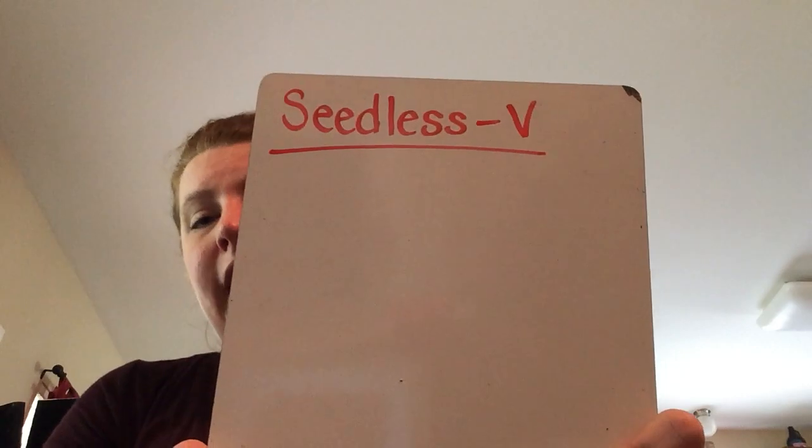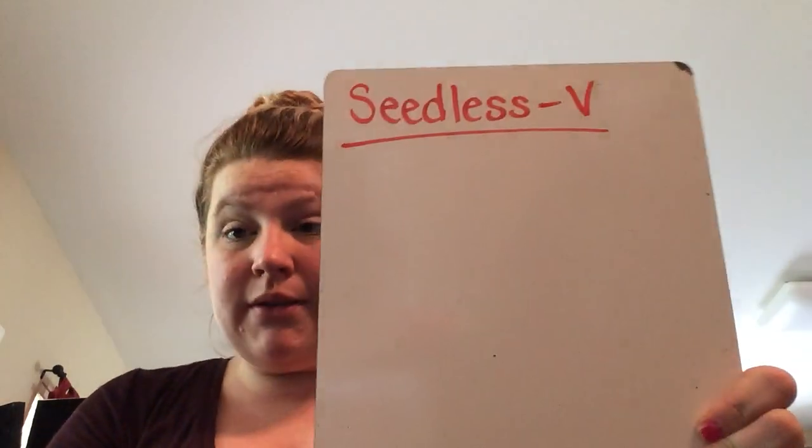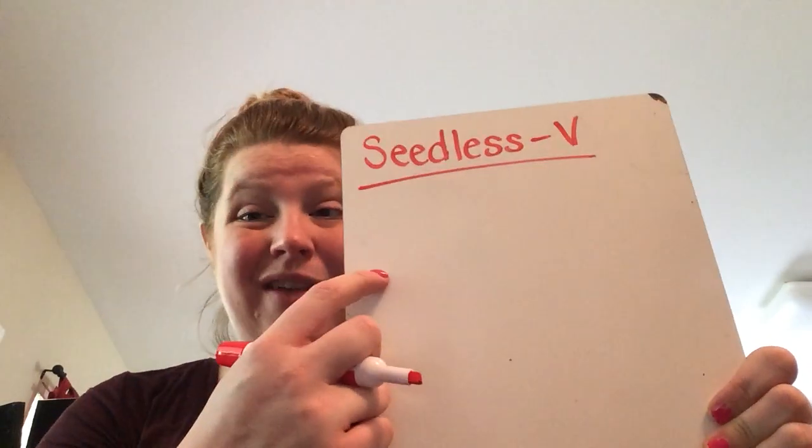All right, moving on. Get a new color here. We're going to move into seedless vascular plants. Now, they do reproduce in the same way, so we don't need to write that down again, unless you want to. Seedless V, seedless vascular. What's crazy, though, is that there's not very many of these left around.